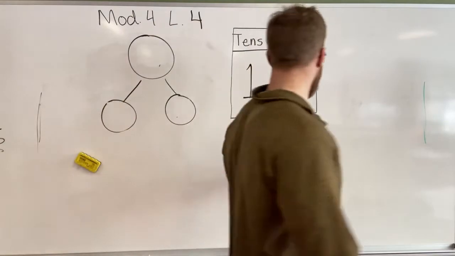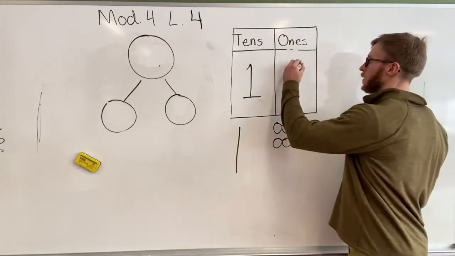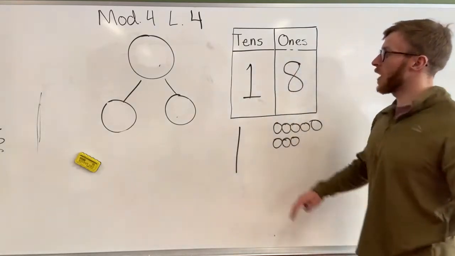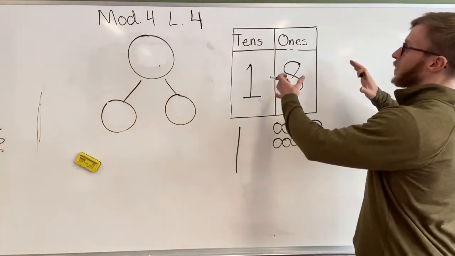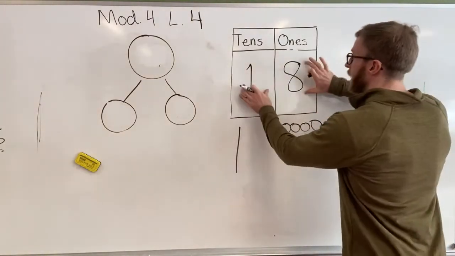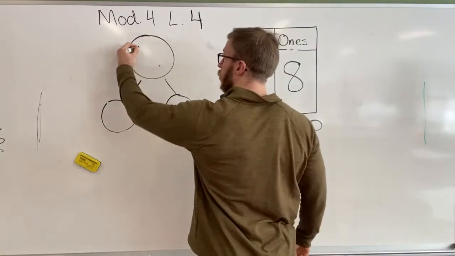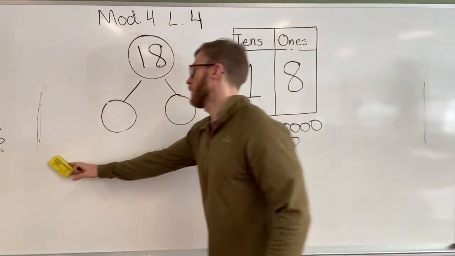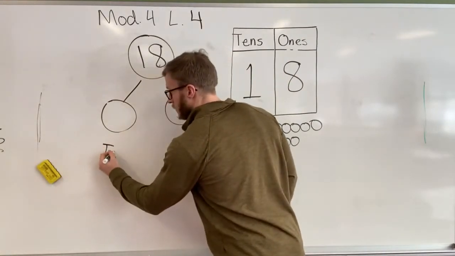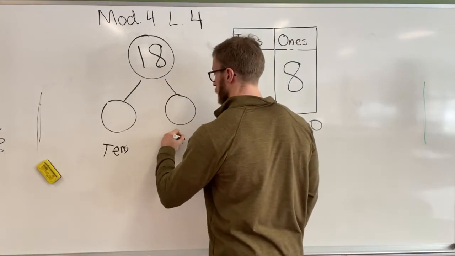I see 5 on top, 3 on the bottom. 5 plus 3 equals 8. So how many do I have here total? I have 18. So now, to fill in our number bond, we're going to take the 1 and the 8, which make 18, and put it up in our hole, because that is our hole. And now, this is going to be my tens circle, and this is my ones circle.